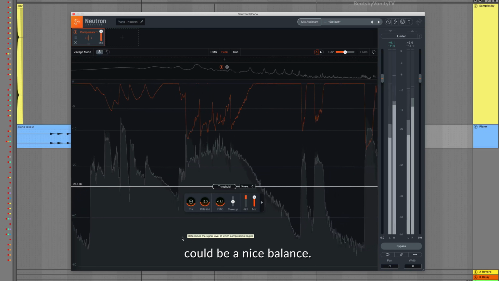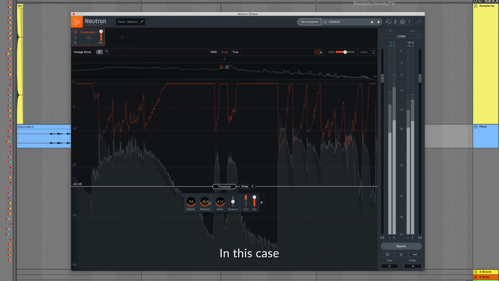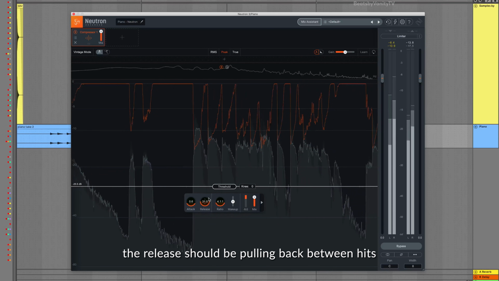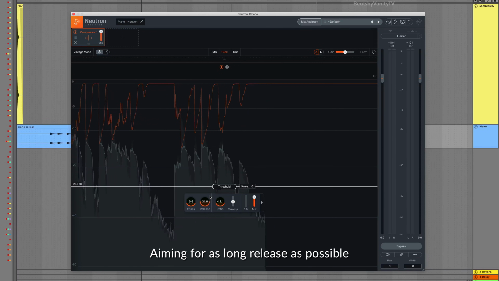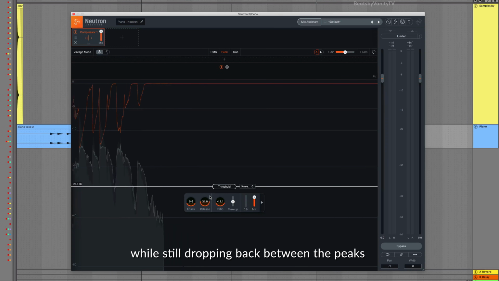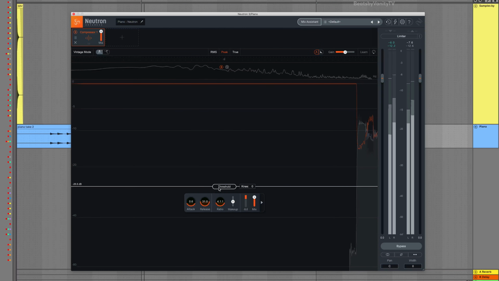Somewhere in between could be a nice balance. In this case, the release should be pulling back between hits or resetting back to no compression. Aiming for as long a release as possible while still dropping back between the peaks is a safe option.